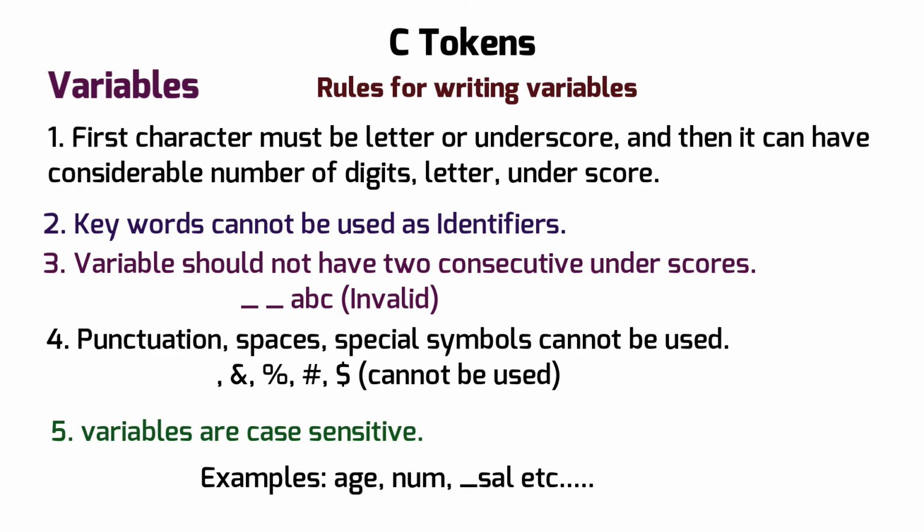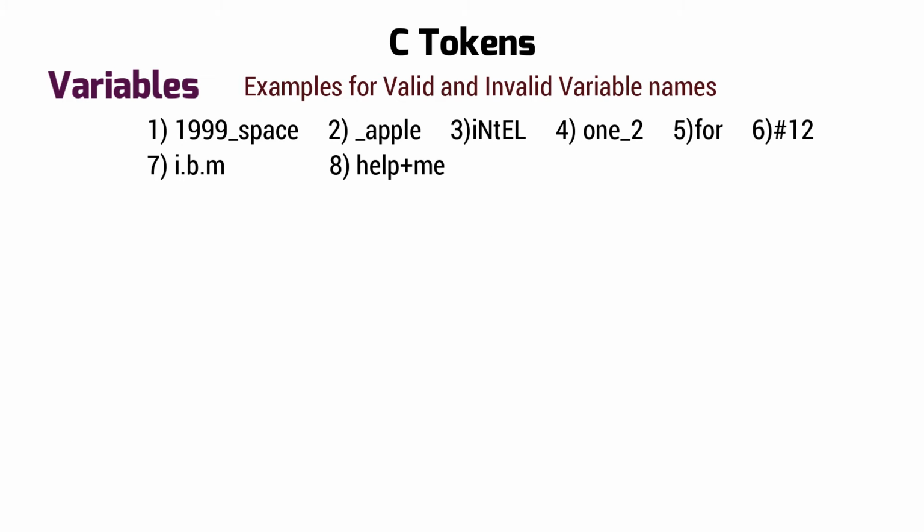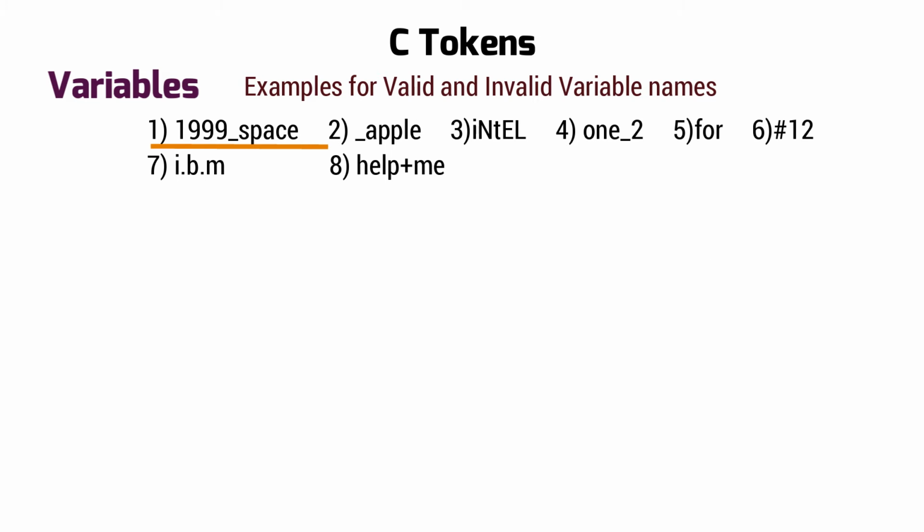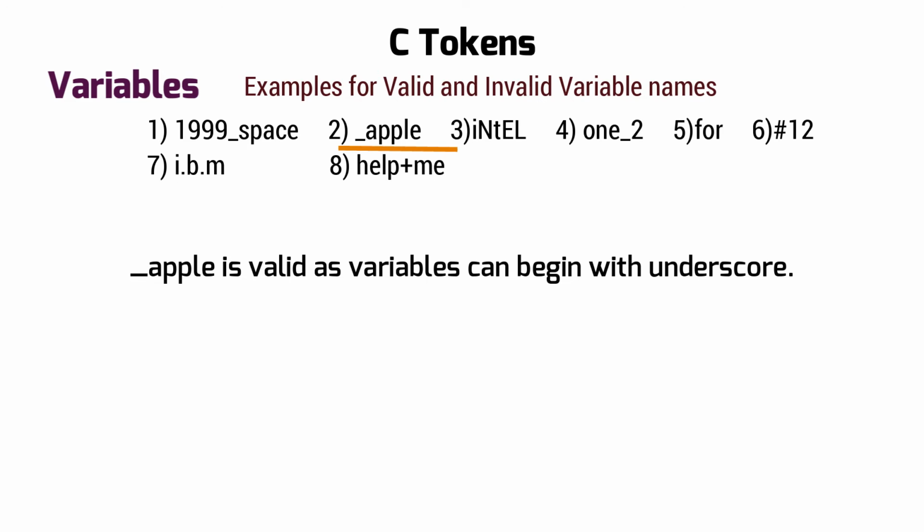Now we'll see some more examples of valid and invalid variables. So here is the list of possible names for variables in C language. If you look at the first one, the variable name 1999_space is invalid because variables should not begin with digits. If I consider the second example, _apple, it is valid, as variables can begin with an underscore.